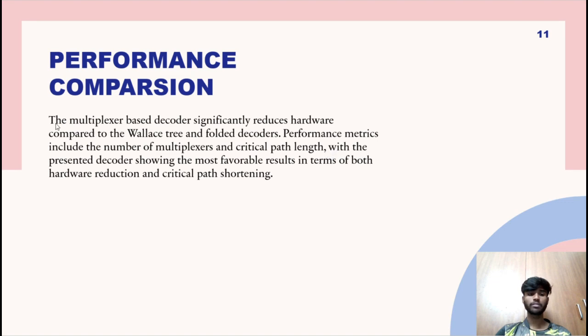Performance comparisons: the multiplexer based decoder significantly reduces the hardware compared to the Wallace tree and folded decoders. Performance metrics include the number of multiplexers and critical path length, with the presented decoder showing the most favorable result in terms of both hardware reduction and critical path shortening.